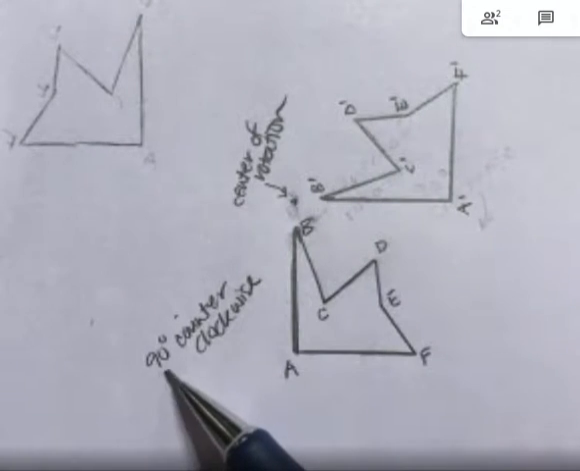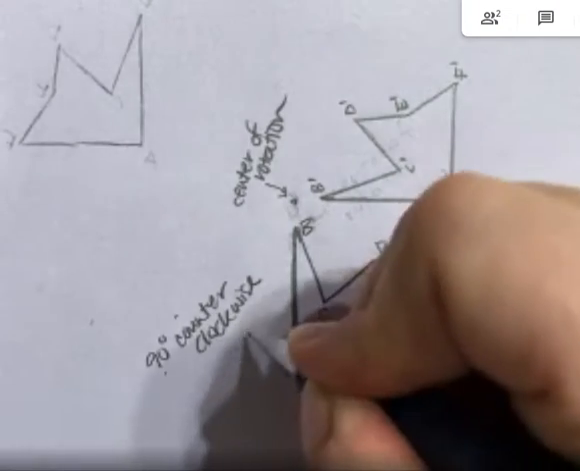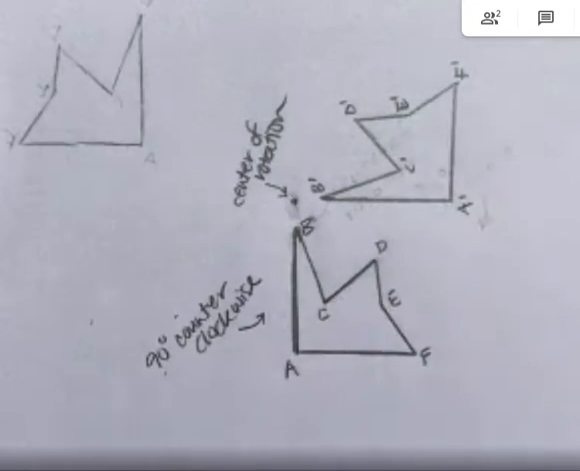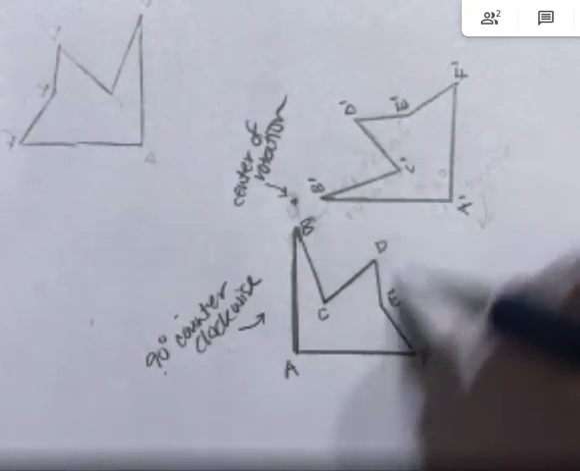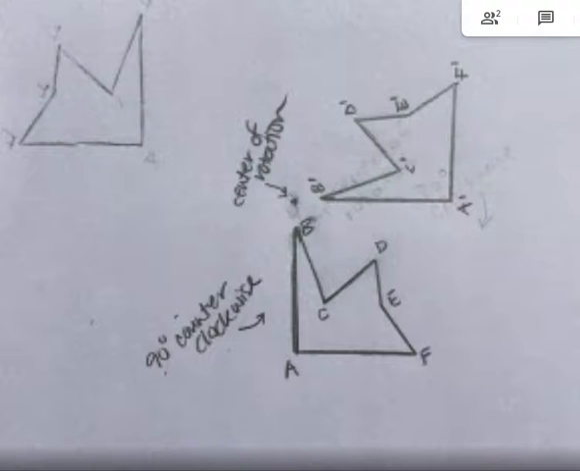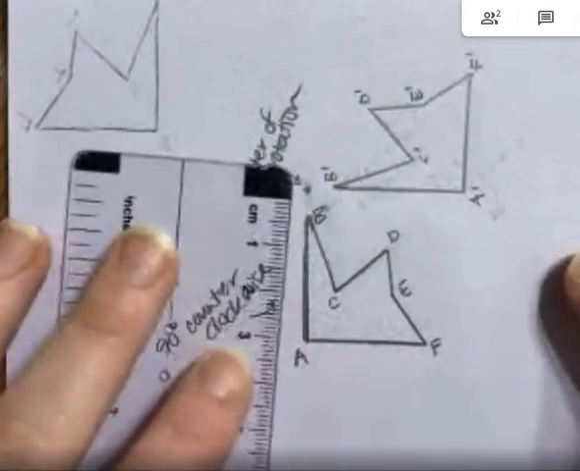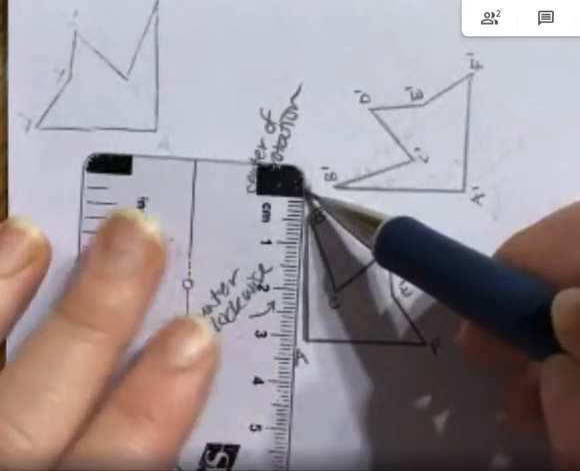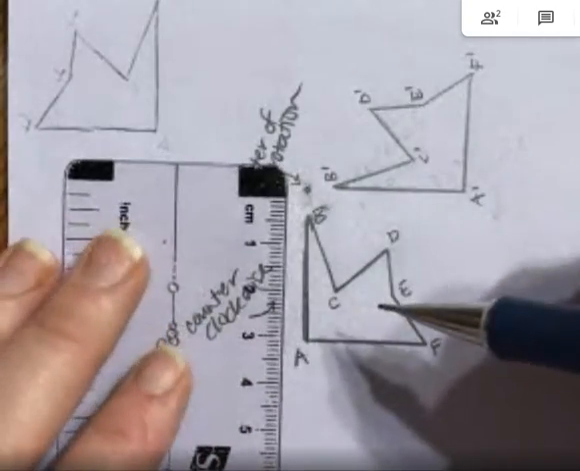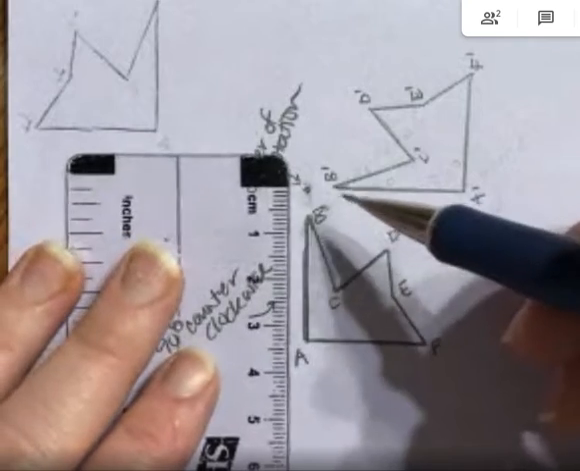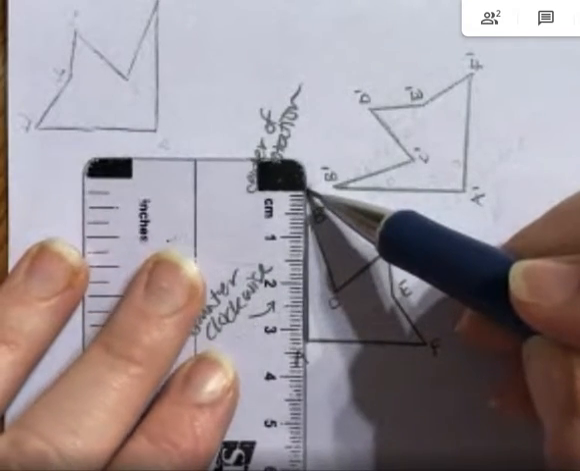This was a 90 degrees counterclockwise rotation, so I was rotating it in this general direction for this particular transformation. A few things that we can say about this transformation: if I look at the center of rotation and at one point versus its corresponding point, they're going to be the same distance away.